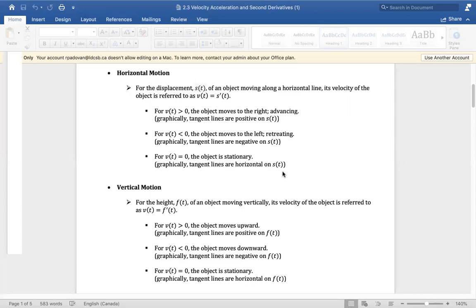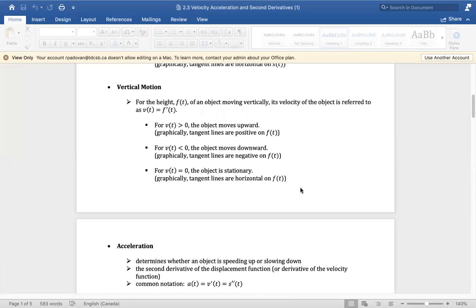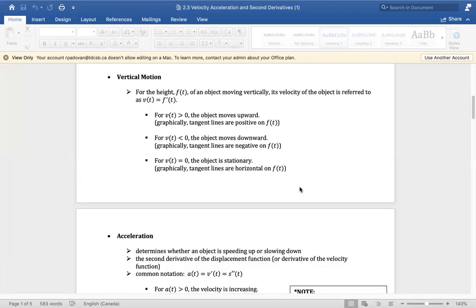Okay, what if we're talking about vertical motion? Let's say if you think back to grade 10 academic, what did we do in grade 10 that we didn't do in grade 9? Quadratics, right?